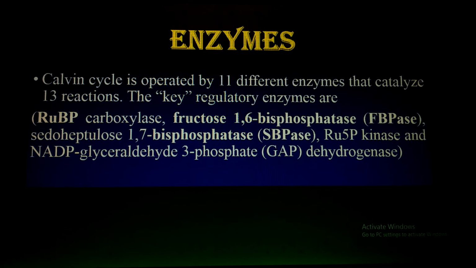Now the enzymes involved in the dark reaction or light-independent reaction, which is also known as the Calvin cycle, is operated by 11 different enzymes that catalyze 13 reactions. But the key regulatory enzymes are: number one, RuBP carboxylase. RuBP means ribulose bisphosphate carboxylase. Fructose 1,6-bisphosphatase, FBPase.